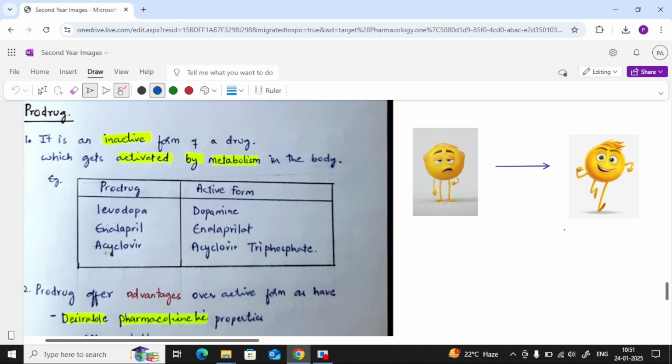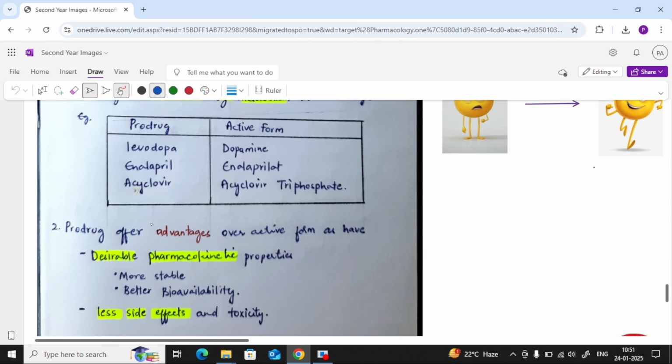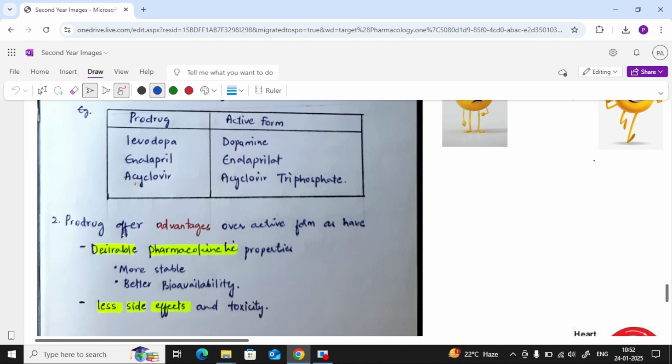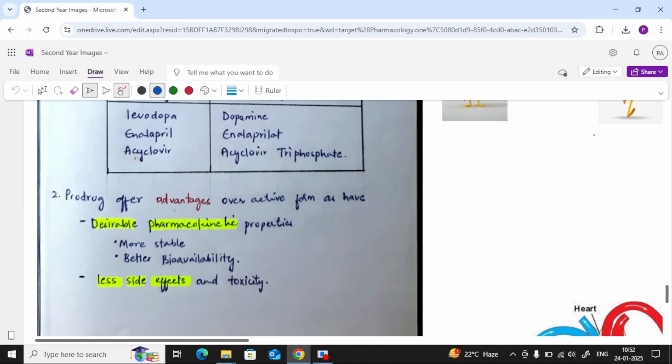What are some examples? Levodopa getting converted to dopamine, enalapril converted to enalaprilat, and acyclovir, which is an antiviral drug. Enalapril is an antihypertensive, and levodopa is a drug related to the CNS, the central nervous system. Acyclovir is converted to acyclovir triphosphate. So these are some examples. Now the question comes, why do we take some drugs in inactive form? Because they offer some advantages, like the good things happen more and the bad things happen less.